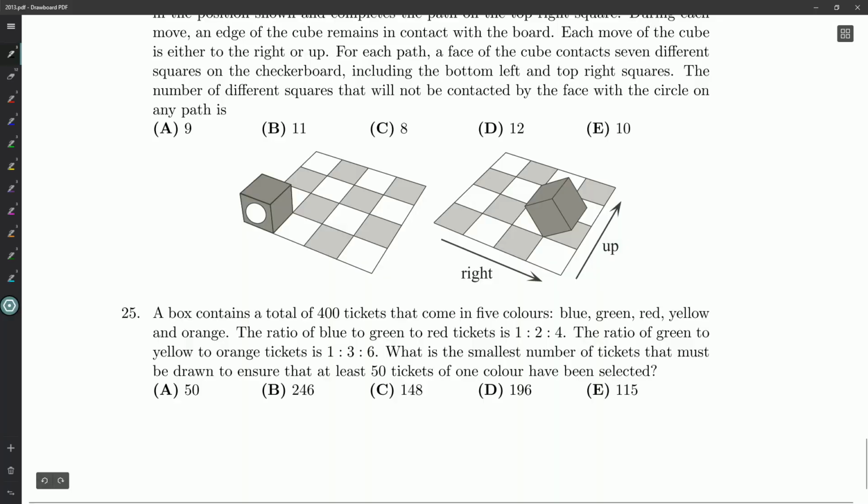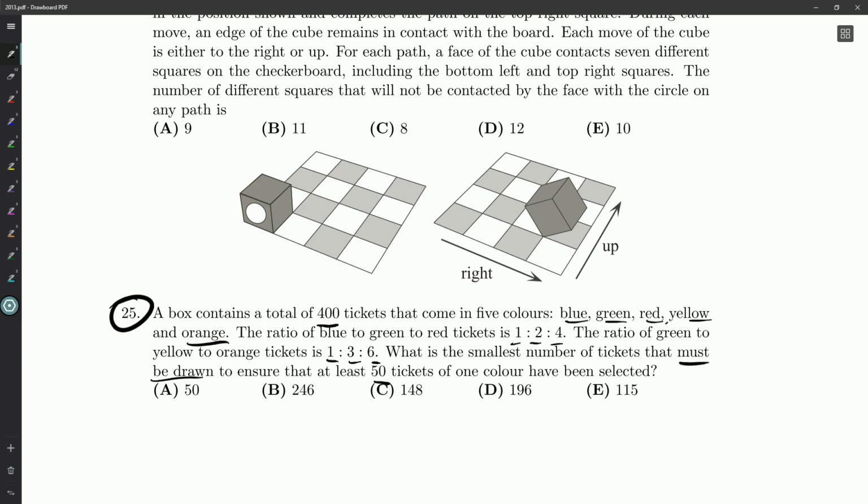We are at the very last question, question 25 on our grade 7 Gauss contest. A box contains a total of 400 tickets that come in 5 colors: blue, green, red, yellow, and orange. The ratio of blue to green to red tickets is 1 to 2 to 4. The ratio of green to yellow to orange tickets is 1 to 3 to 6. What is the smallest number of tickets that must be drawn to ensure that at least 50 tickets of one color have been selected?